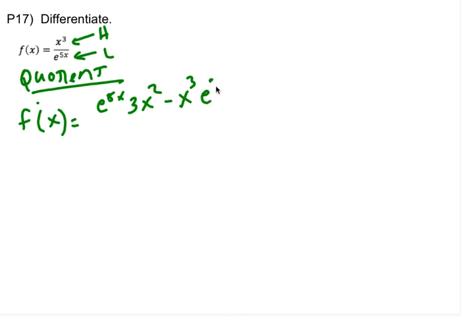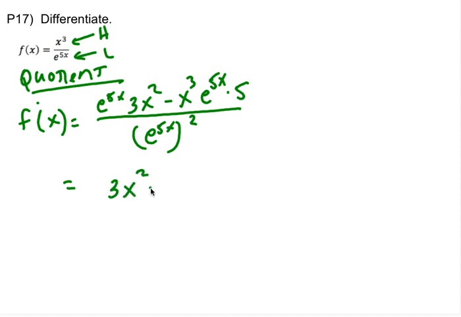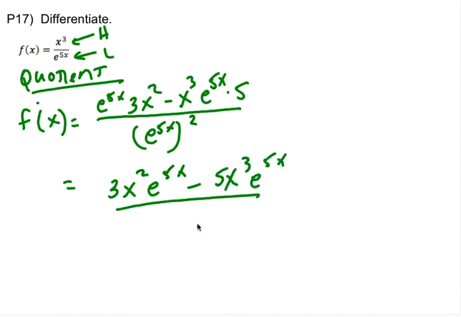D low is going to involve a chain, right, because there's a 5x inside that e, so e to the stuff times the derivative of the stuff. Draw the line, square the low, and so what I'm going to end up getting if I do it this way is a 3x squared e to the 5x minus a 5x cubed e to the 5x over an e to the 10x. I can factor out of the top an e to the 5x, which would cancel from the bottom.